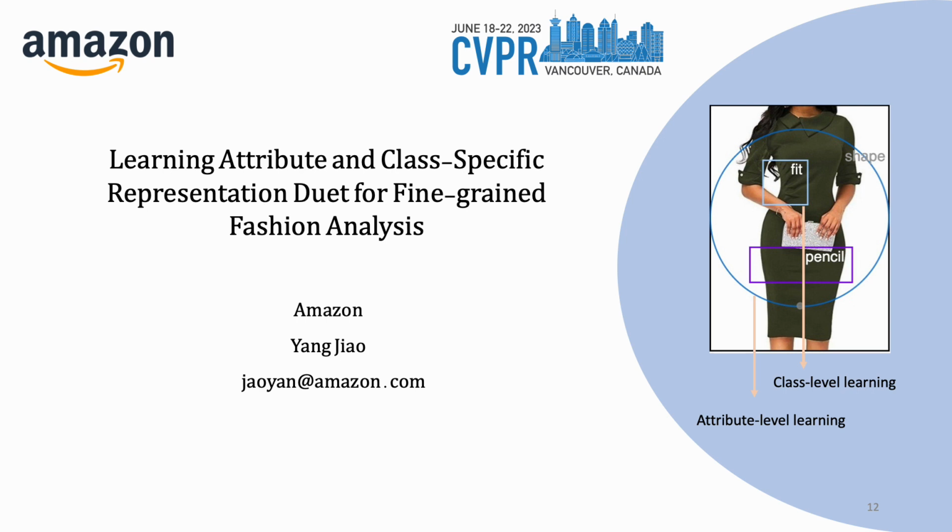As a conclusion in this work, we propose to learn attribute and class-specific representation Duet for fine-grained fashion analysis. It is to increase the discriminative power of fashion representations. On three public datasets, we show superior results on the task of fashion retrieval.